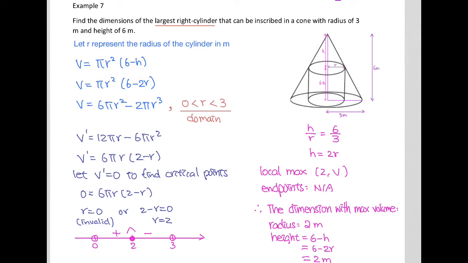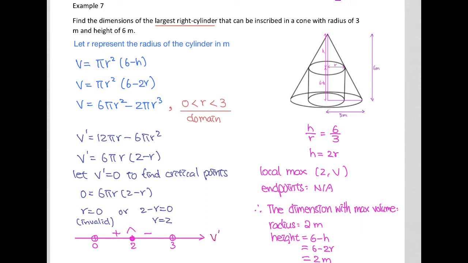So let's look at our diagram again. We can see there are two similar triangles, and we're using the similar triangle properties. We know h over r will be 6 over 3. So let's write the equation down. h over r equals 6 over 3. And we know 6 over 3 is 2, so multiply by r on both sides. We get h equals 2r. So now let's replace the h with 2r. Now we have a new equation with one variable.